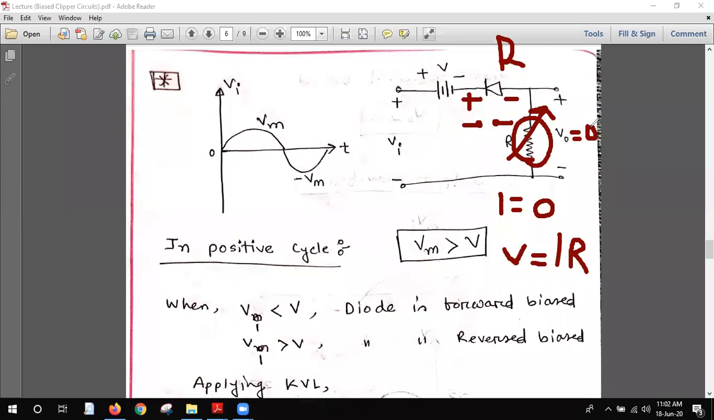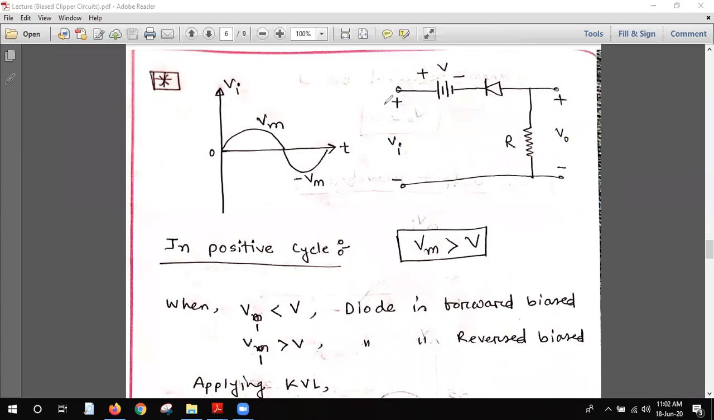And for forward biased, we will get the output voltage. So this is something like that for the positive cycle. Now we will discuss the negative cycle. So for the negative cycle, now this will be minus and this will be plus.